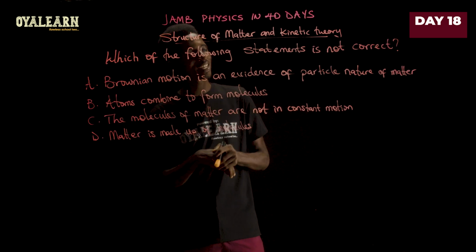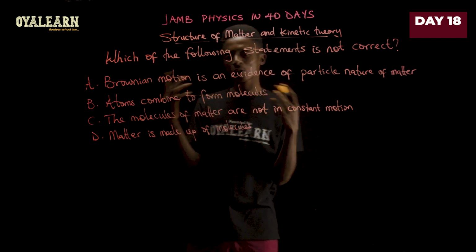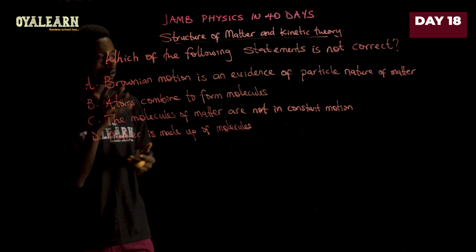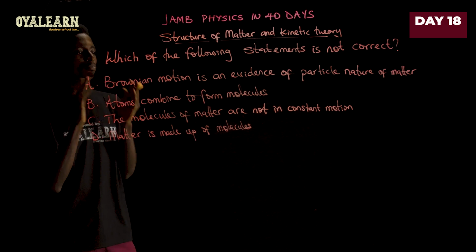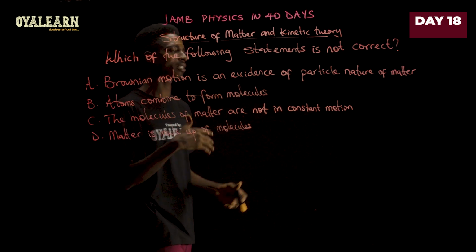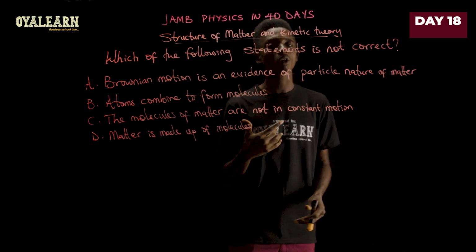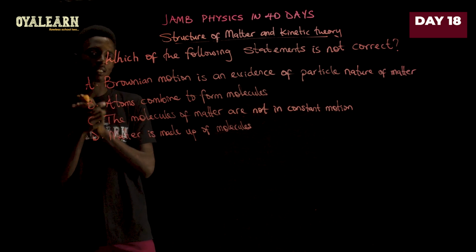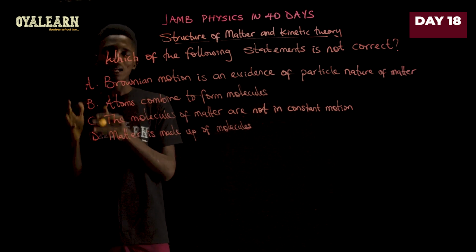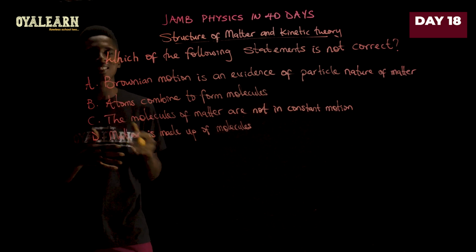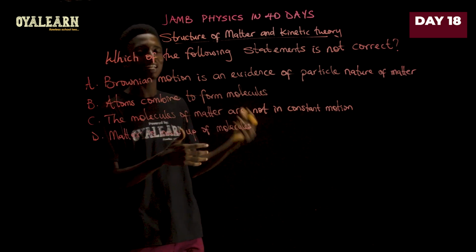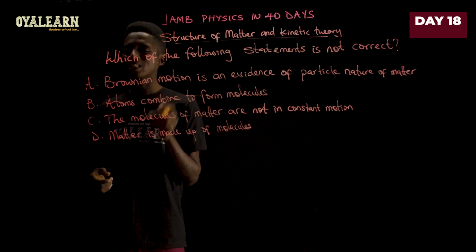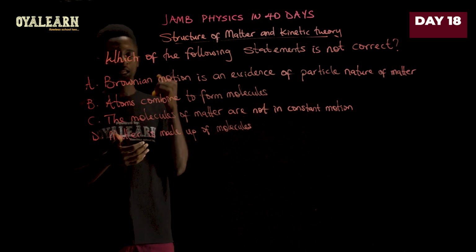Which of the following statements is not correct? So let's go over the statements and see which is correct and which is not correct. The first statement says Brownian motion is an evidence of particle nature of matter. Now this is one of the things we've been mentioning since the beginning of this video. And yes, one of the evidence that matter is made up of tiny particles is the Brownian motion. So this statement is true and it is correct.